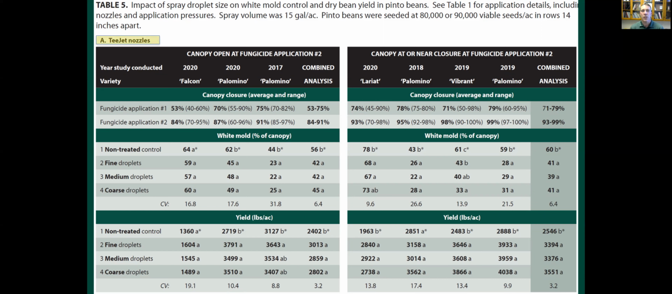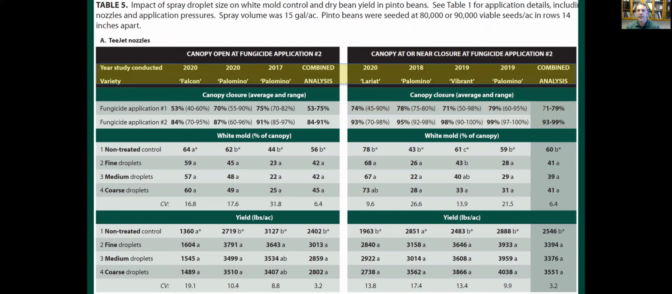He's done this work with T-jet nozzles and Wilgers, so we're going to look at just the T-jets as an example. So here's T-jets. Here's canopy closure when the canopy's open. So the canopy's open in that second application. This whole side is that, whereas this side is canopy at or near closure at the second application. Okay, so each side of these two tables are open and closed canopy.